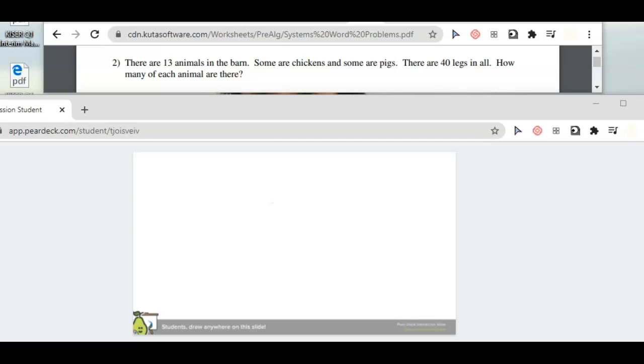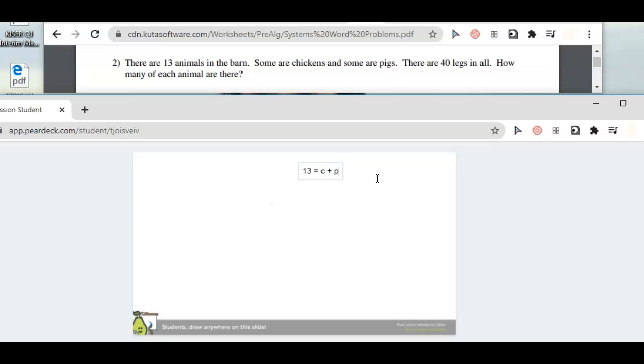I'm going to stop right there and try to record what that means in math language. I have 13 animals. Some are chickens, some are pigs. It's asking me how many of each animal there are, so that means I don't know yet. So I'm going to let C represent the number of chickens in this situation, and I'm going to let P represent the number of pigs. So C plus P equals 13.